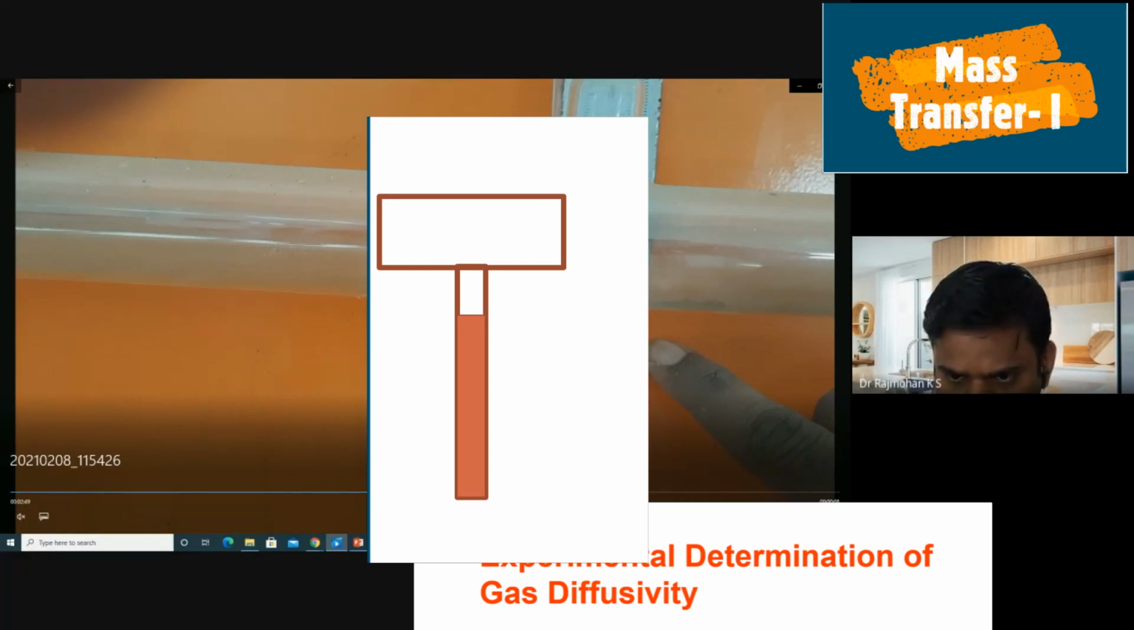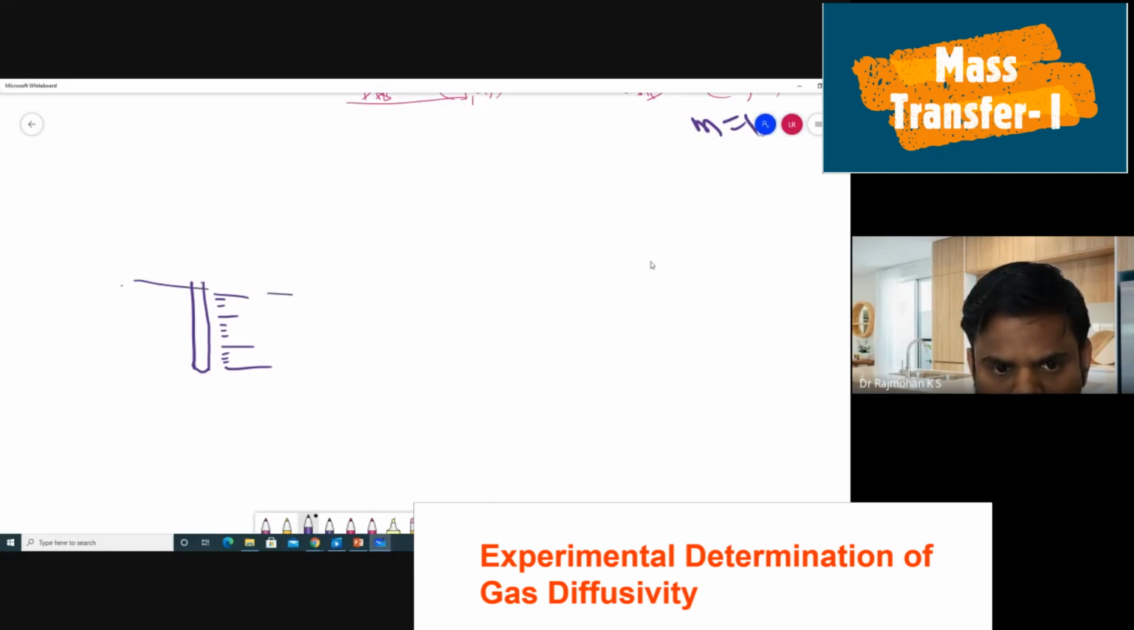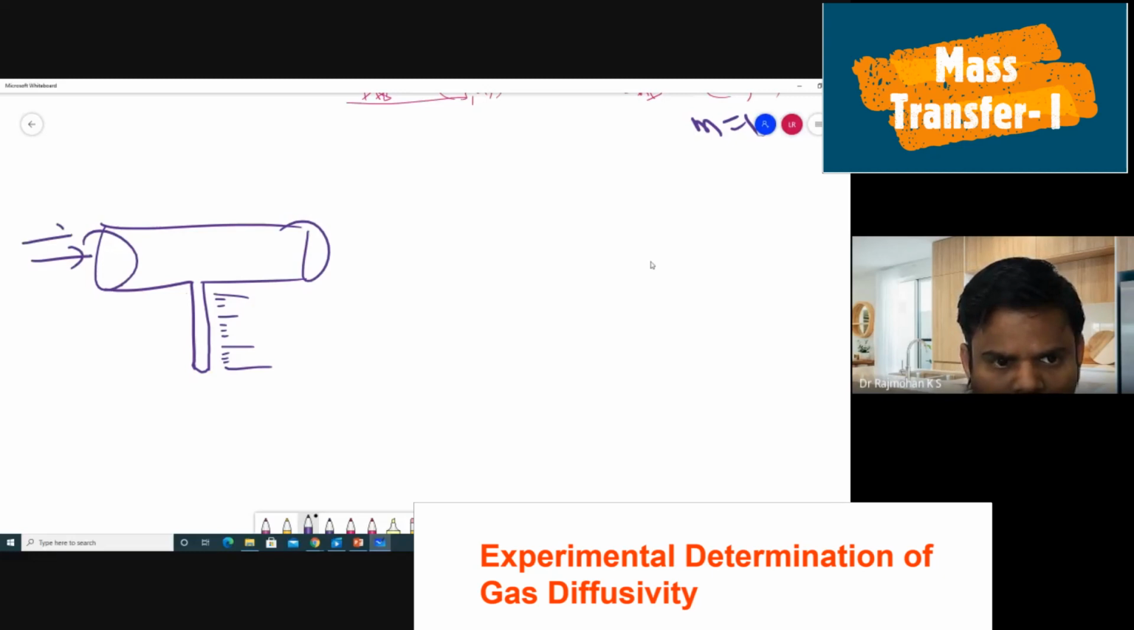From this level to this level, you can say there is a stagnant air above the surface of the liquid. In the diagram I can show. We have a small tube and we have a scale, and this is connected to some larger diameter tube where B is entering. B is our air, and I have filled this with a liquid. So we have taken our solvent.